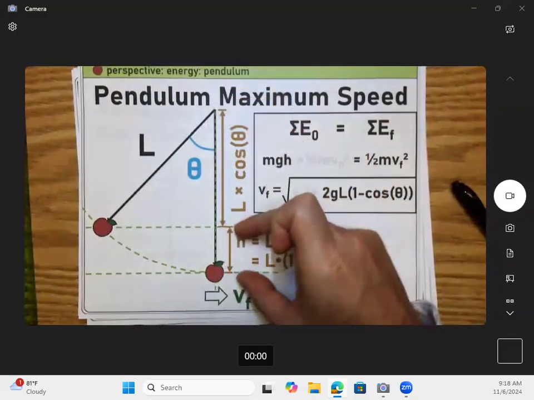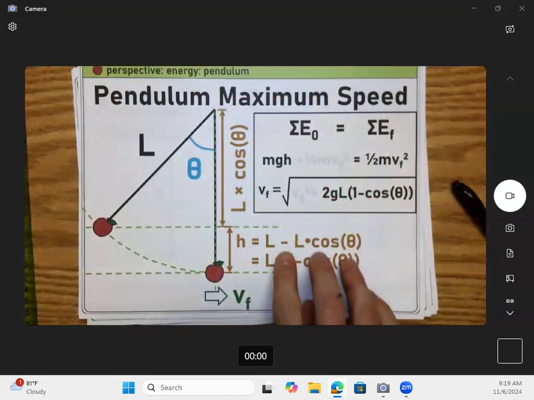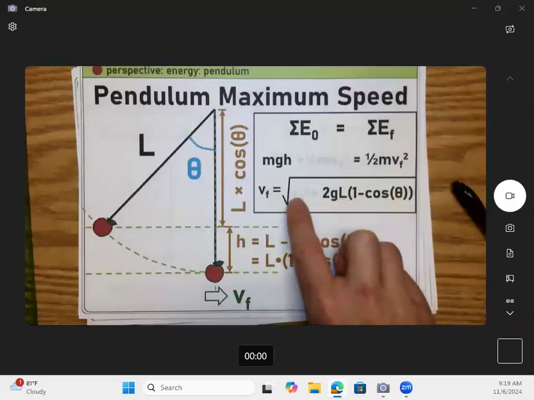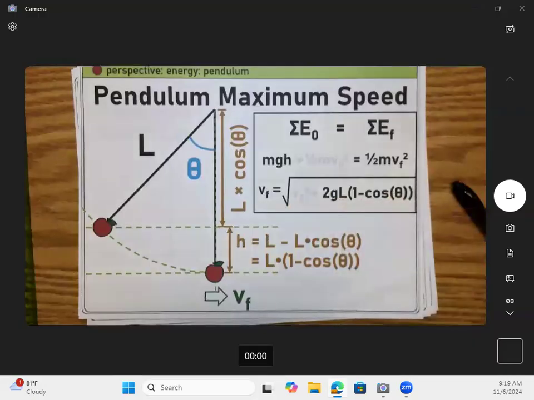So is the height change just equal to the full length minus L cosine theta? Which is what I put here. And if you like, you could factor an L out, kind of optional. That's this right here. So basically, what I'm trying to show you guys is this is square root 2GH. It's square root 2GH a little bit in disguise, isn't it?